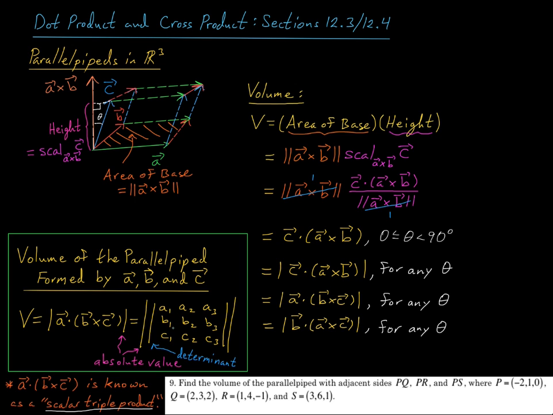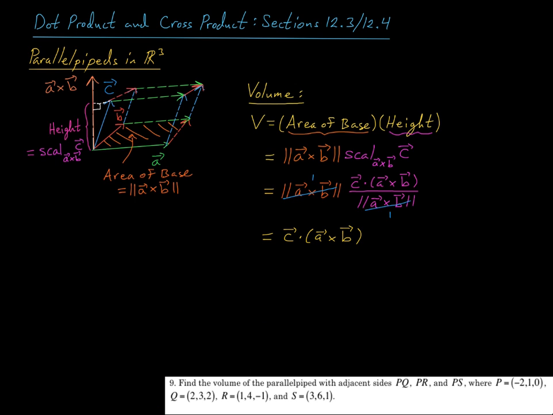Once we get to this part, if you write this out in terms of components, it turns out that this dot product of this cross product is expressible in terms of just this single determinant. So we just get the determinant of this 3 by 3 matrix, and then we take the absolute value. And this, by the way, A dot B cross C, is what's known as a scalar triple product. Now let's go ahead and do an example.